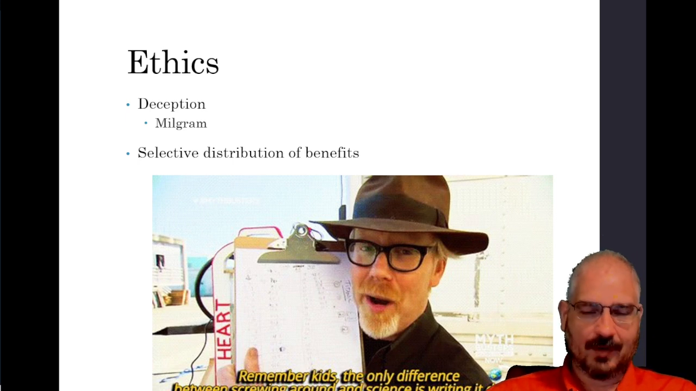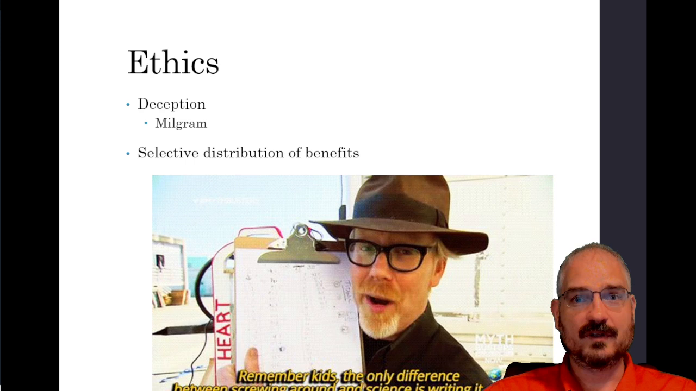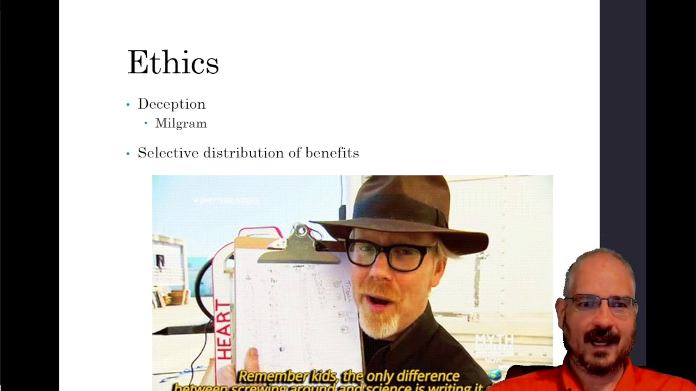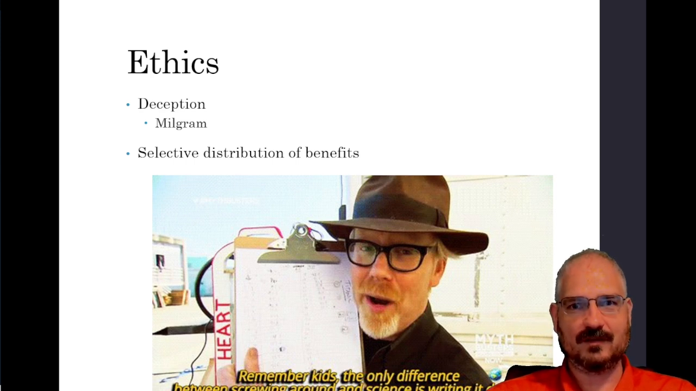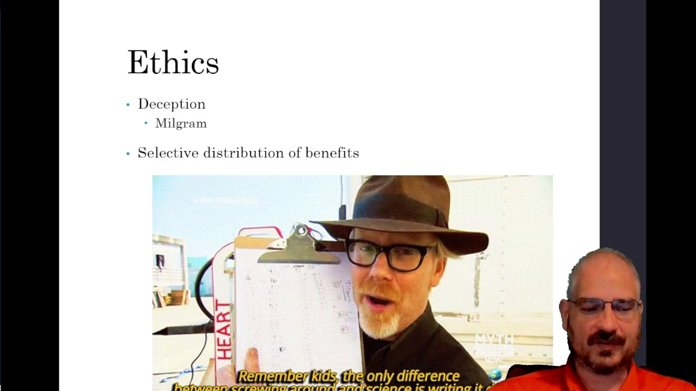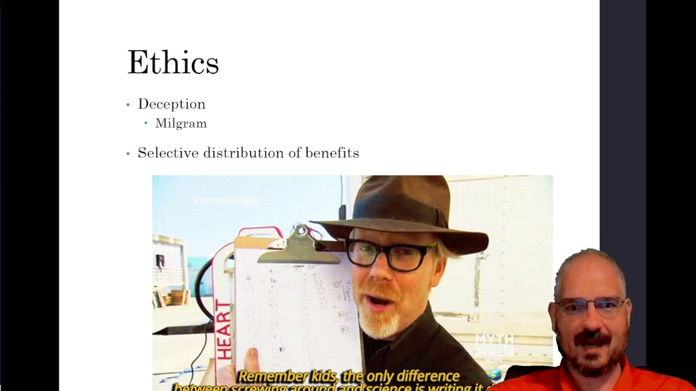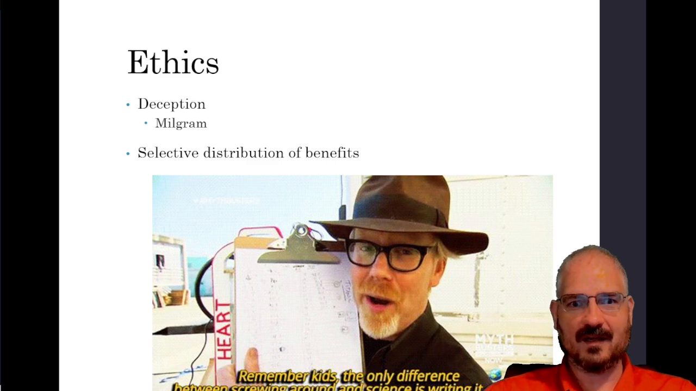So there are some cases where deception is kind of approved. But again, it takes a lot for the IRB to approve that kind of thing. And then the last thing we're going to talk about is the selective distribution of benefits. And this can be rough because any given population, you're going to pull a sample out, and we're going to talk more about sampling in a future section. But you're going to pull this sample out. And then a lot of times, the nature of the experiment involves giving them something good.